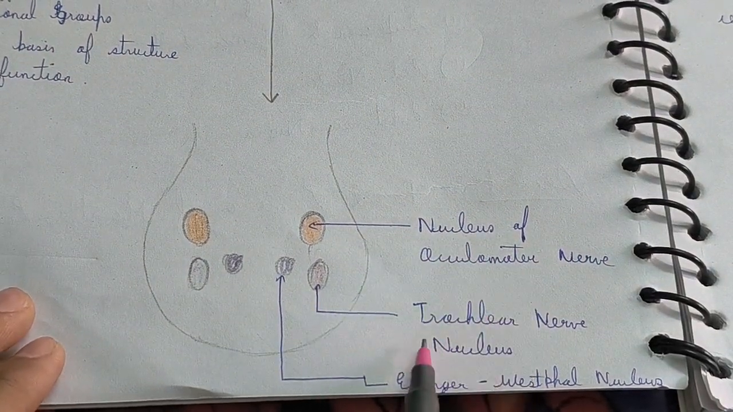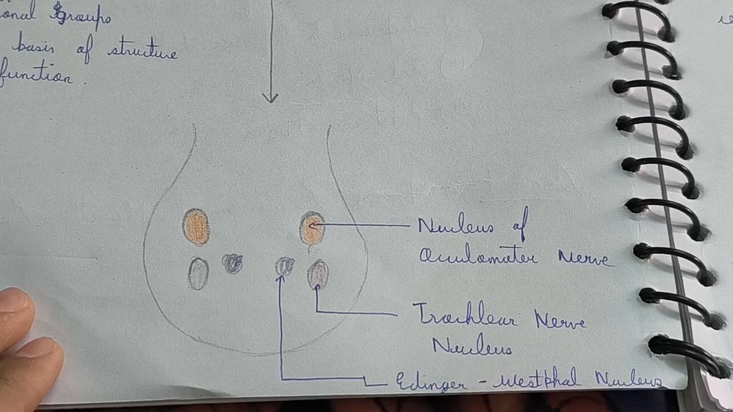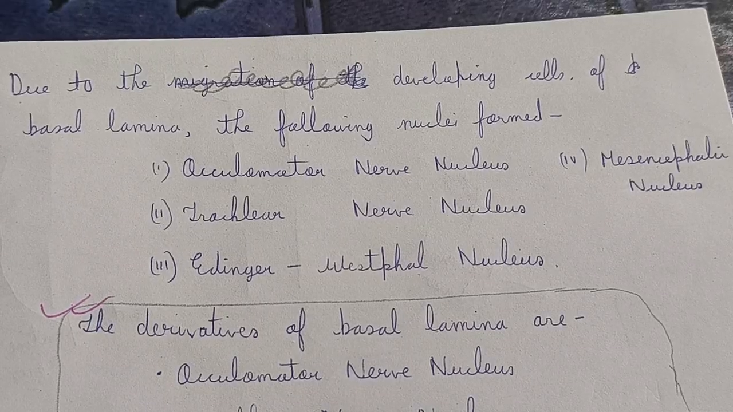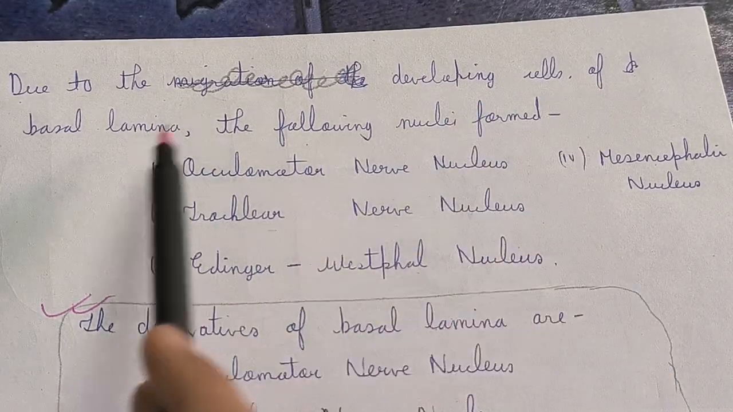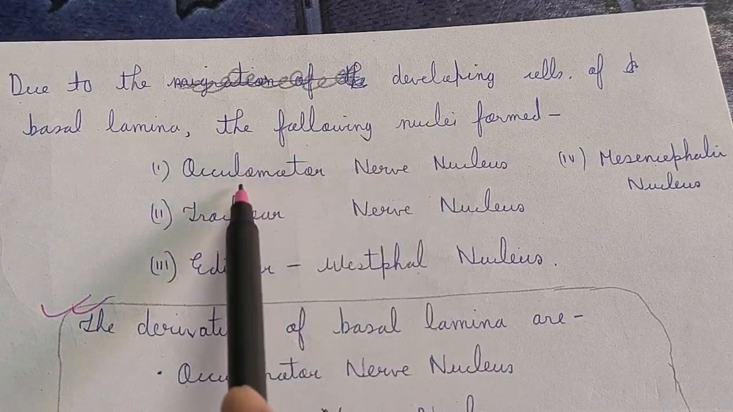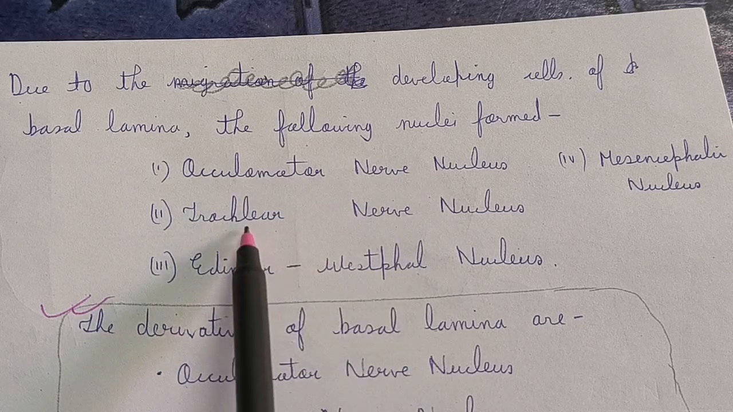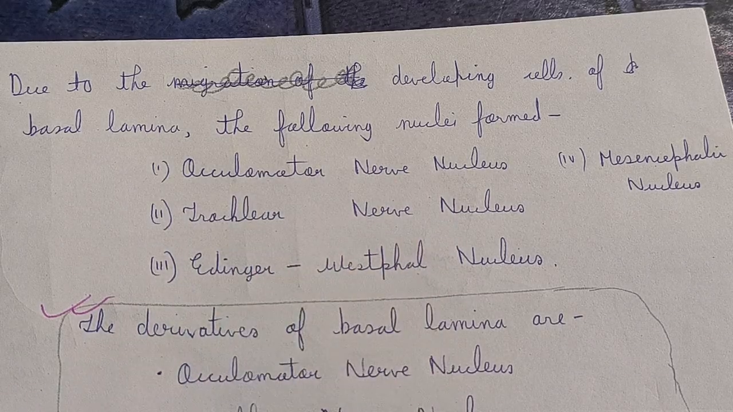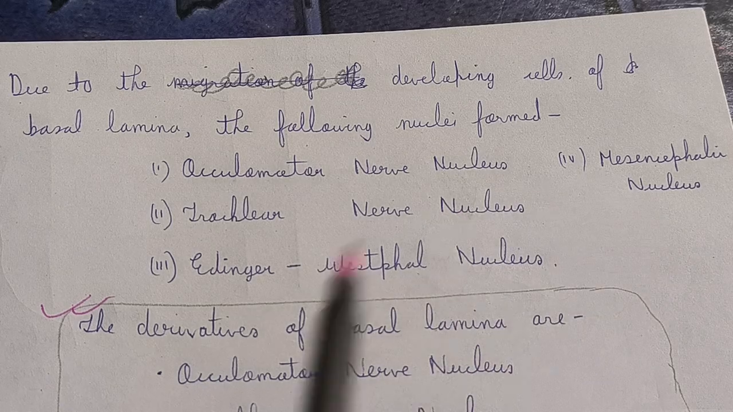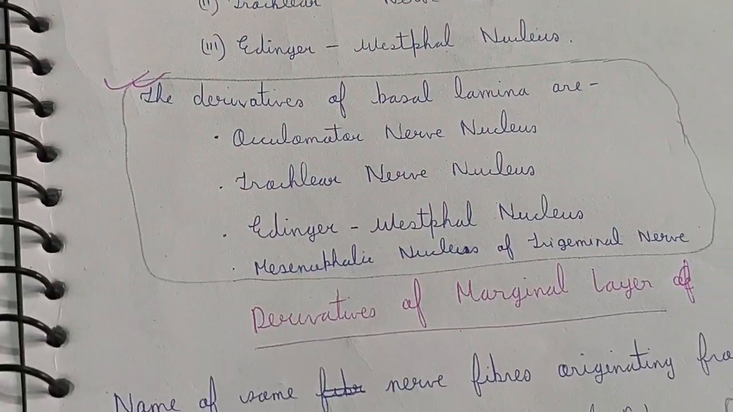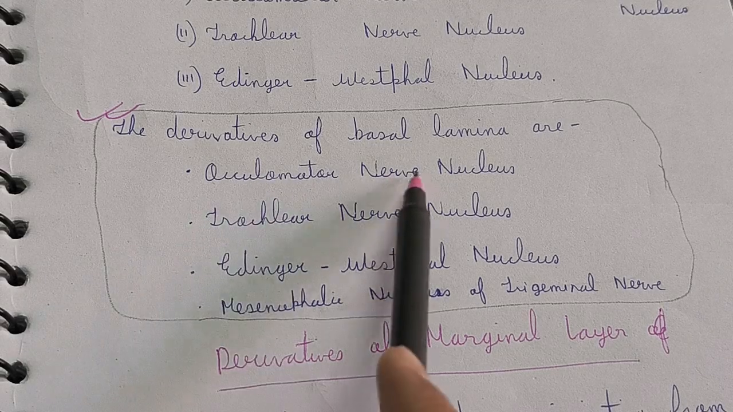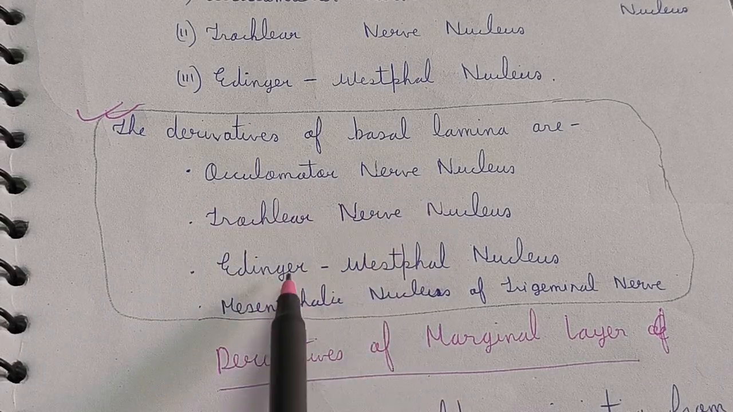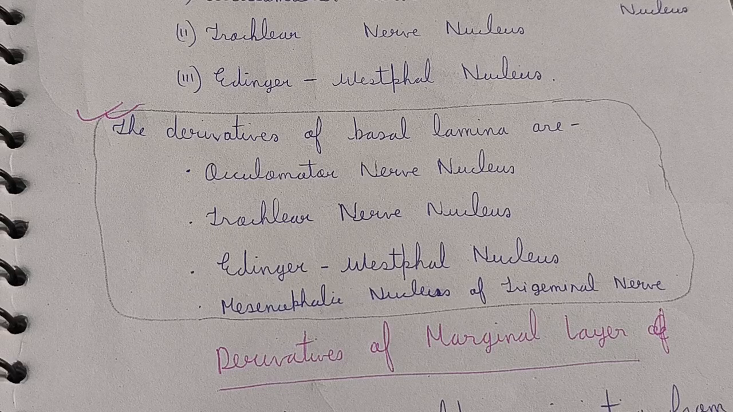The nucleus of the oculomotor nerve, the trochlear nerve nucleus, and the Edinger-Westphal nucleus. So I have written that from the developing cells of the basal lamina, the following nuclei are made: the oculomotor nerve nucleus, the trochlear nerve nucleus, the Edinger-Westphal nucleus, and also the mesencephalic nucleus. Here I want to show that the derivatives of the basal lamina are the oculomotor nerve nucleus, trochlear nerve nucleus, Edinger-Westphal nucleus, and mesencephalic nucleus of the trigeminal nerve.